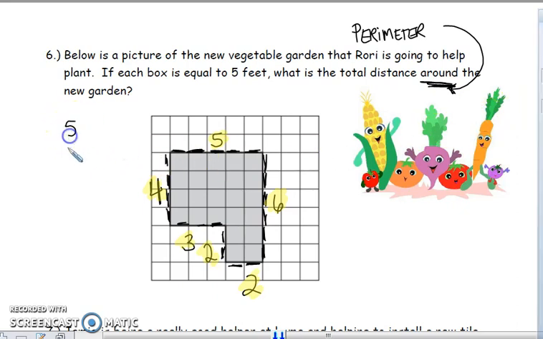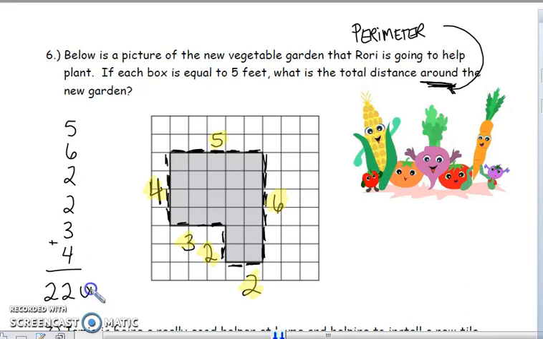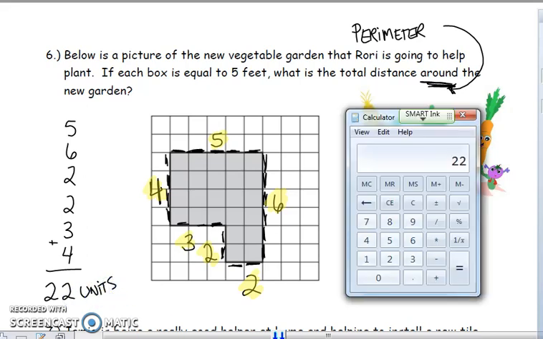So we have 5, 6, 2, 2, 3, 4. So when I do this, I'm going to add 5, 6, 2, 2, 3, 4, and I get 22, and it's units. I like to add things twice just to be 100% correct. So I have 5, 6, 2, 2, 3, and 4. Perfect.